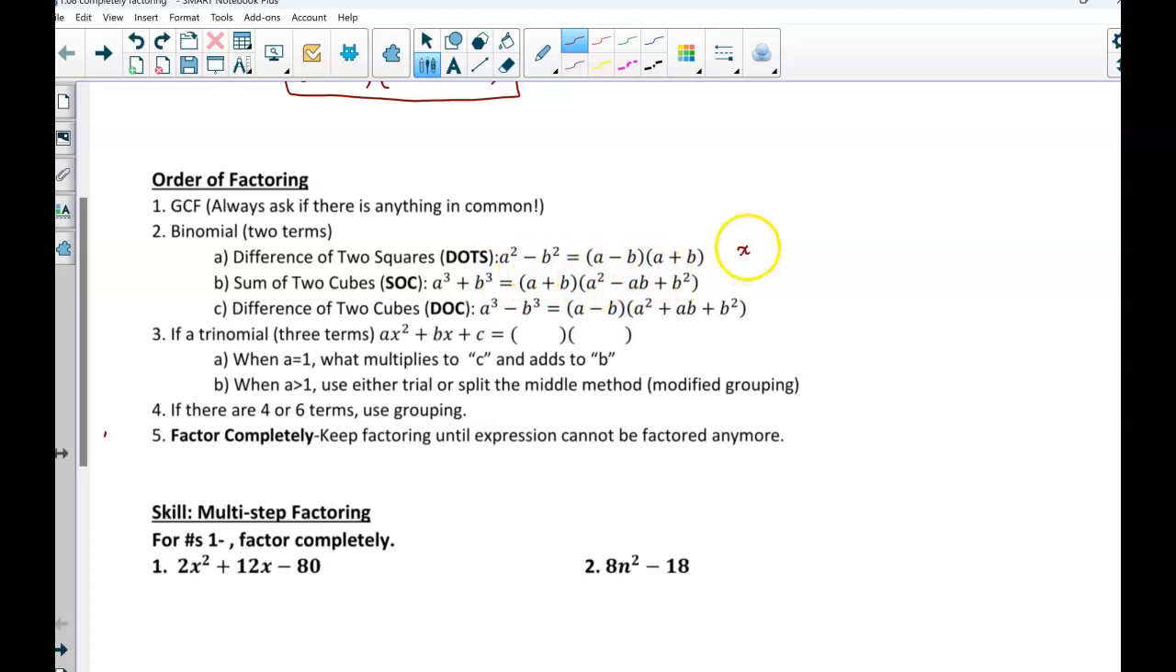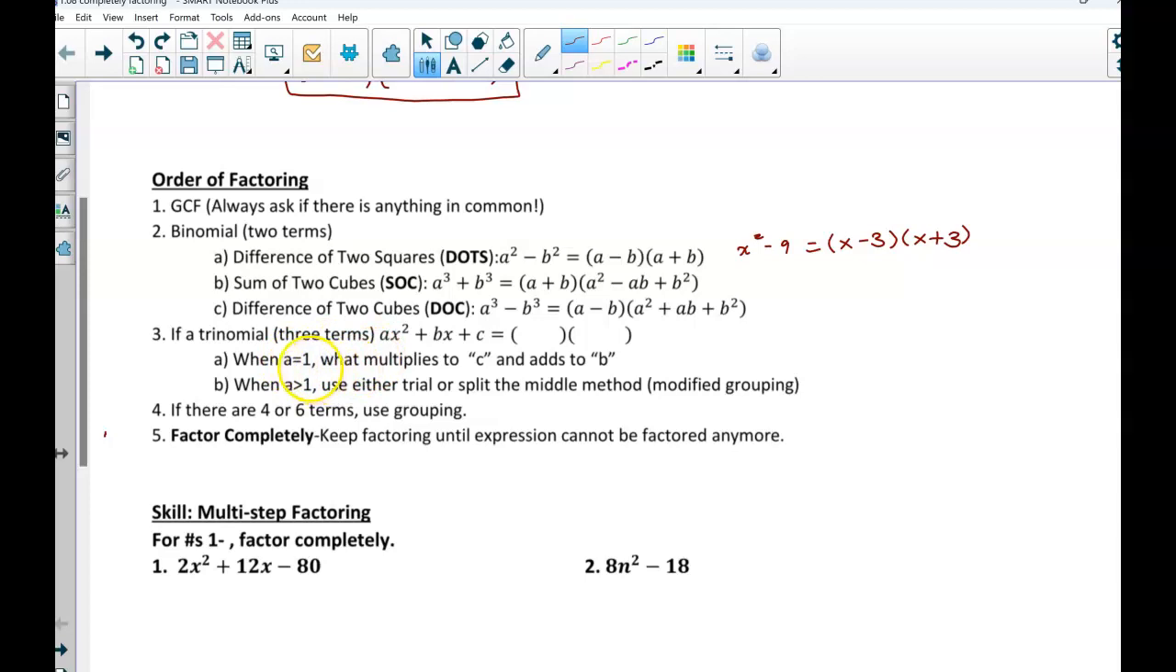For example, x squared minus 9 is equal to x minus 3 times x plus 3. And then you want to look at the sum of two cubes and the difference of two cubes formulas. And again, we went over that earlier. The next thing you're going to do is see with trinomial factoring. And there are two types.